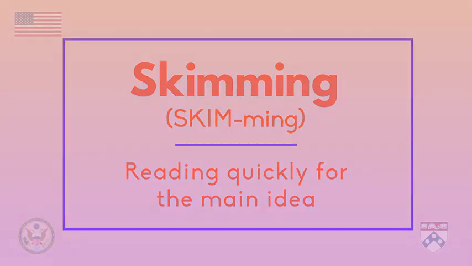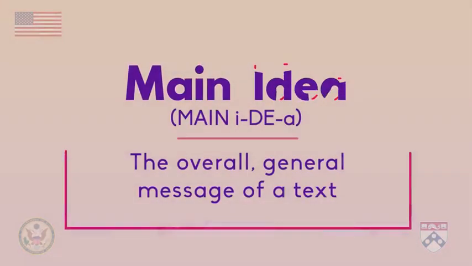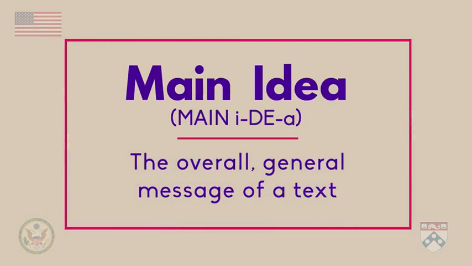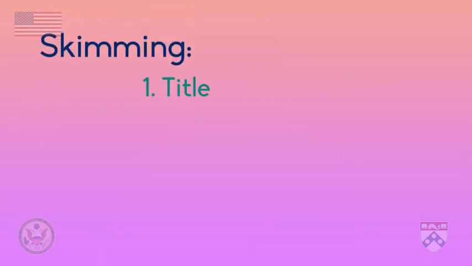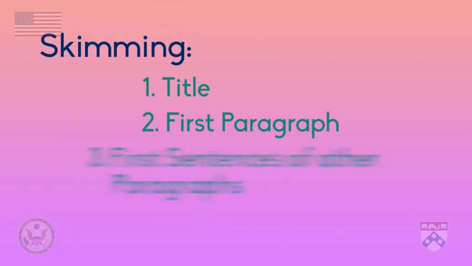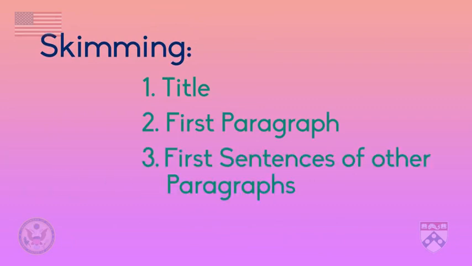Remember, the main idea is the general, overall message of a text. If our purpose is only to find the main idea quickly, then we don't need to read the whole text. In fact, if we read just a few sections, we should be able to learn the main idea. When we skim, we're going to read only the title, first paragraph, first sentences of other paragraphs, and sometimes the last paragraph.